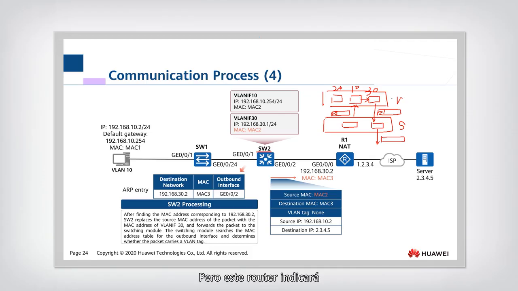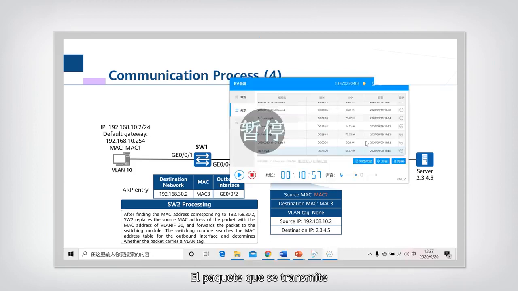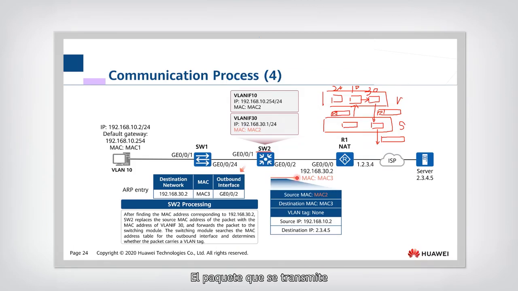But within this router, they will indicate which VLAN this packet should be forwarded to. Okay, you can see that the packet transmitted out from switch 2 will have no VLAN tag, and the source MAC address and destination MAC address have already been changed.